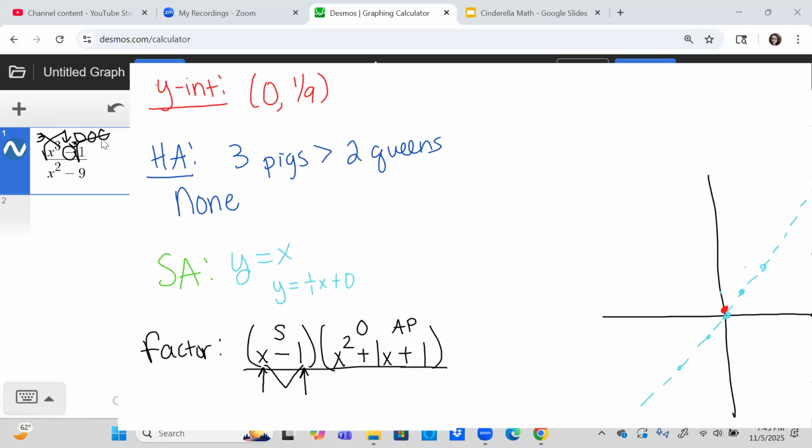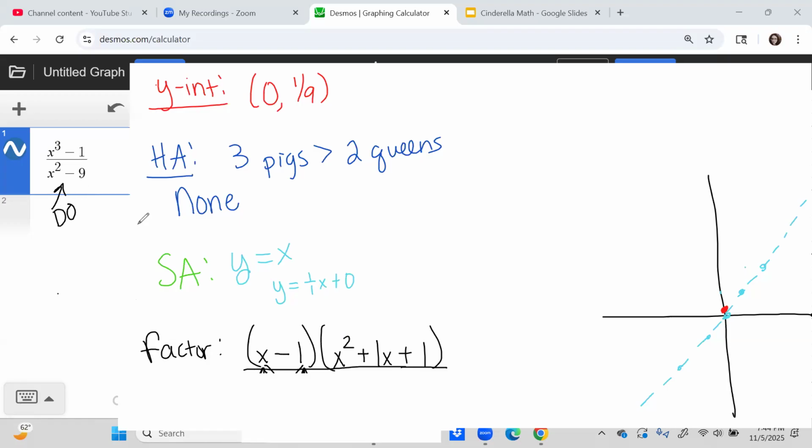All right, that's the top factorization, and again, that was a difference of cubes. I'm going to erase some of this now. And then the bottom factorization, that's a difference of squares. This one should feel more comfortable.